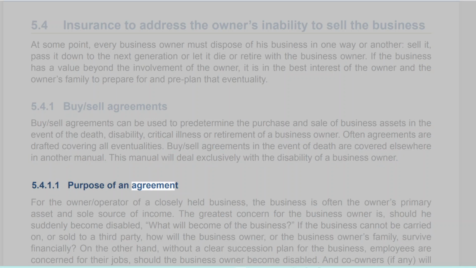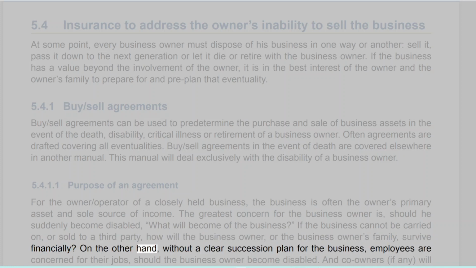5.4.1.1 Purpose of an agreement. For the owner/operator of a closely held business, the business is often the owner's primary asset and sole source of income. The greatest concern for the business owner is, should he suddenly become disabled, what will become of the business? If the business cannot be carried on, or sold to a third party, how will the business owner, or the business owner's family, survive financially?